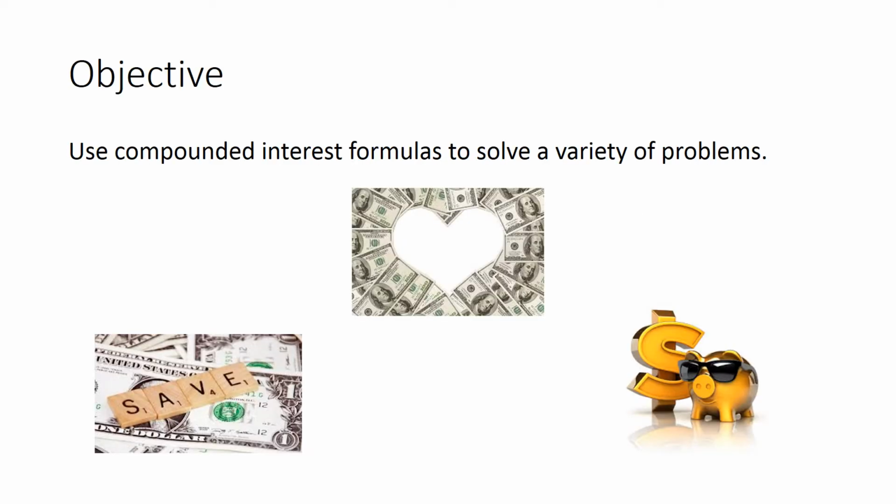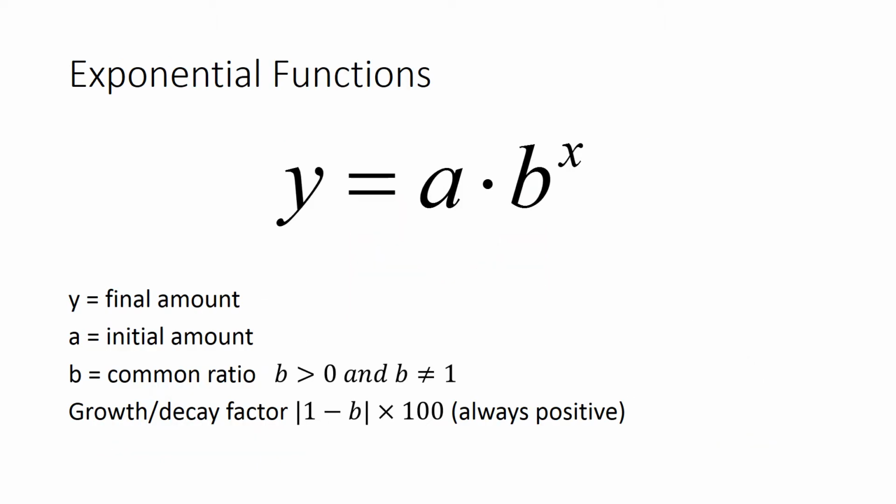So in this video, we're going to use compound interest formulas to solve a variety of problems. And remember, I told you that exponential functions can be used in banking, so we're going to see how that works today. If you recall from Friday, exponential functions are in the form of y equals a times b to the x, where a is your initial amount, y is your final amount, and b is your common ratio.